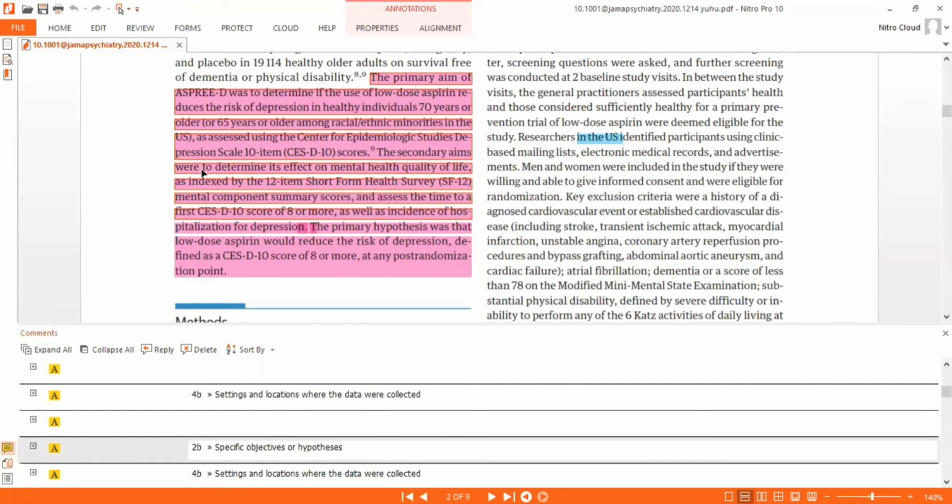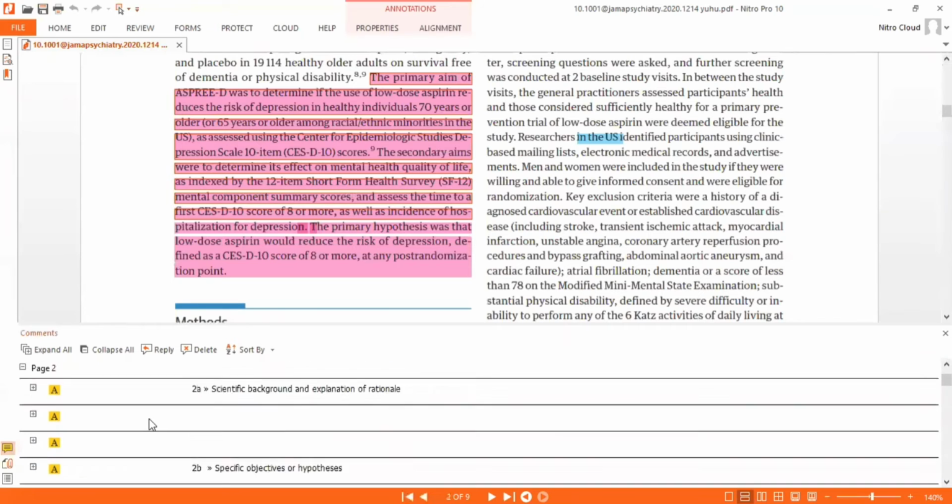The secondary aims were to determine its effect on mental health quality of life as indexed by the 12-item Short Form Health Survey mental component summary scores, and assess the time to a first CES-D-10 score of 8 or more, as well as incidence of hospitalization for depression. The primary hypothesis was that low-dose aspirin would reduce the risk of depression, defined as a CES-D-10 score of 8 or more at any post-randomization point.